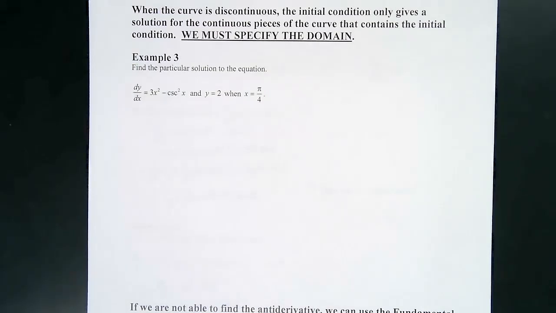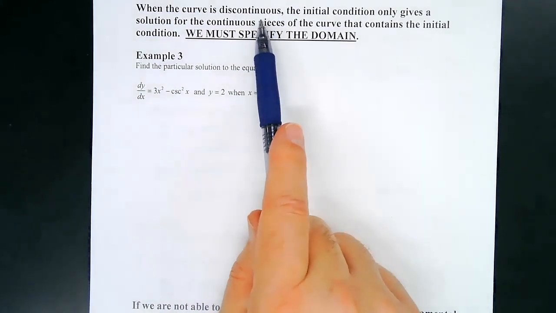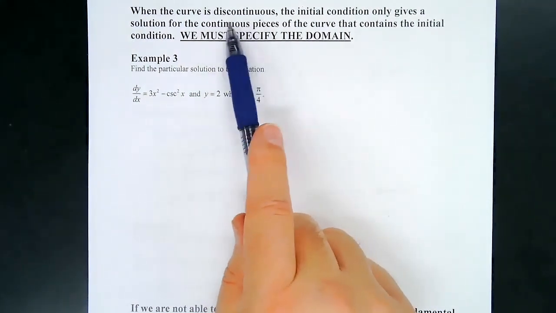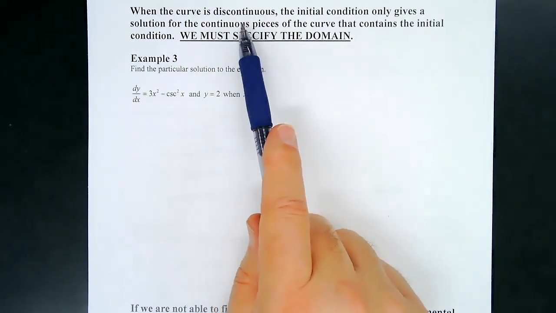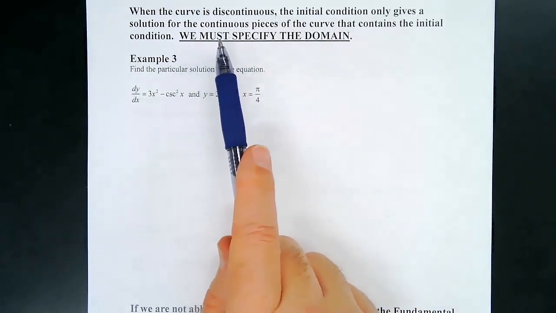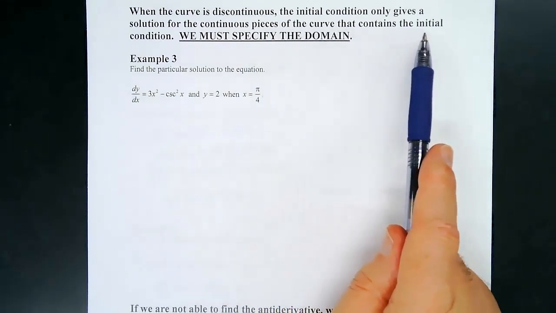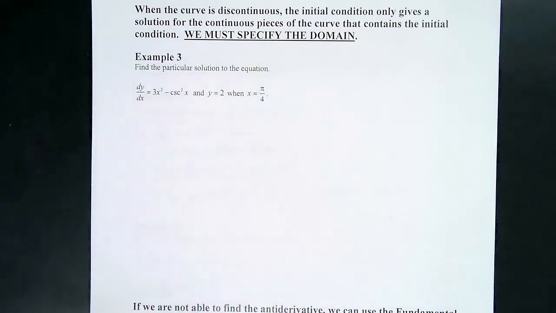So the last curve was continuous, right? And because it was continuous, there were no breaks in the graph, that gave us the domain of negative infinity to positive infinity, okay? But when the curve is discontinuous, in other words, not continuous, there's a break, there's some problem, okay? The initial condition only gives a solution for the continuous pieces of the curve that contain the initial condition. So there's going to be breaks in the domain, right?